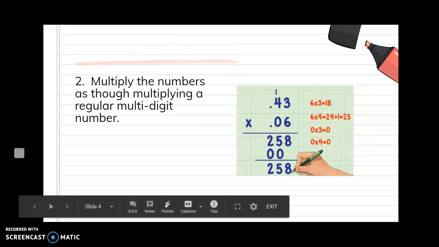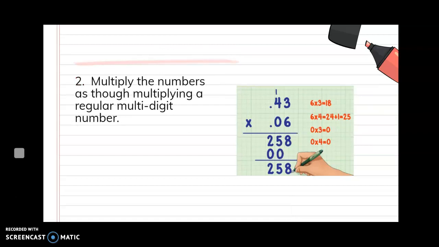The second step is to multiply the numbers like there is no decimal there. You can look at the picture over here and see that they just multiplied 6 times 3, wrote down 8, carried a 1, multiplied 6 times 4, got 24, added the 1, got 25. Then they multiplied zeros times 3 and 4, and then they added everything together.